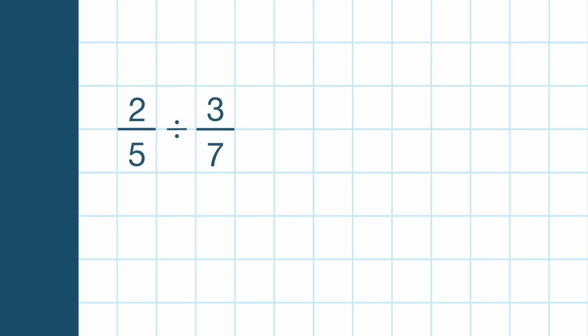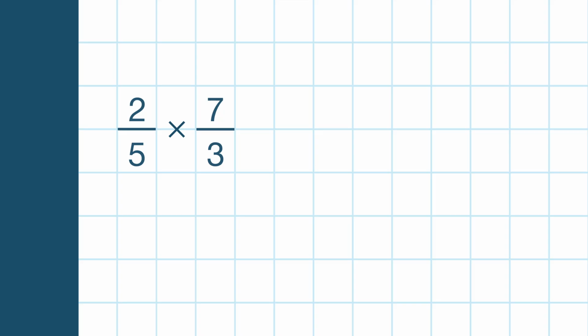Let's try another example. 2/5 divided by 3/7. Keep the first fraction, 2/5. Flip the second fraction to find its reciprocal. The reciprocal of 3/7 is 7/3. Change division to multiplication. 2/5 times 7/3.